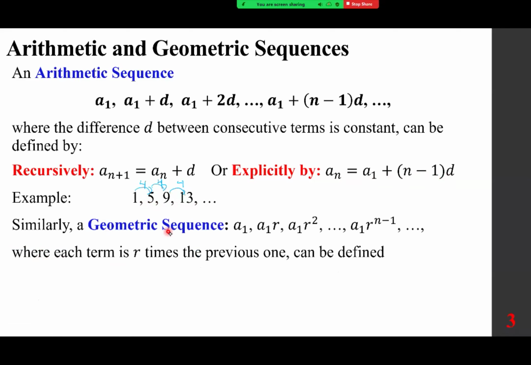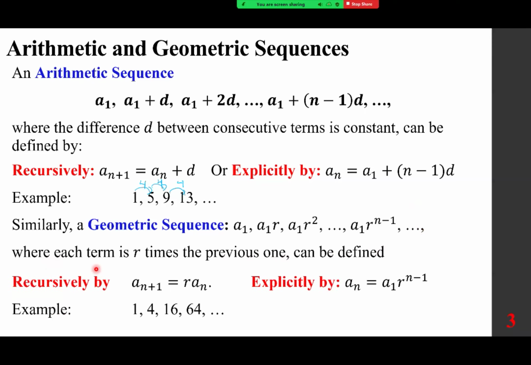Similarly, a geometric sequence, a sub 1, a sub 1 times r, a sub 1 r squared, and a sub 1 r to the power of n minus 1, where each term is r times the previous one, can be defined recursively by a sub n plus 1 is r times a sub n. In other words, pick any term, multiply by r, you get the next one. Or explicitly, a sub n equals a sub 1 r to the power of n minus 1.